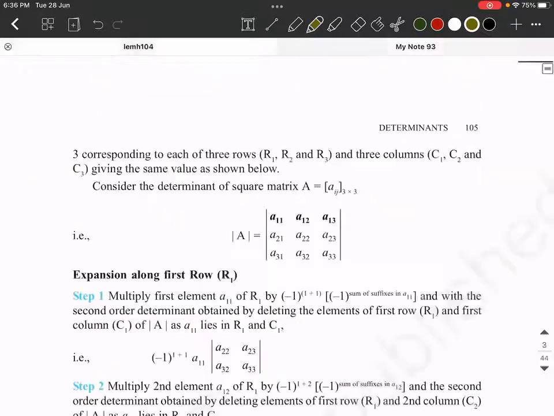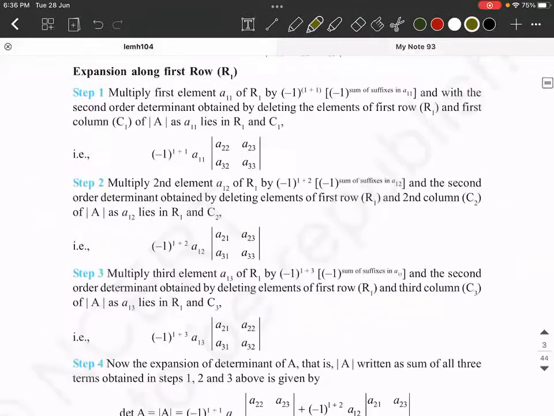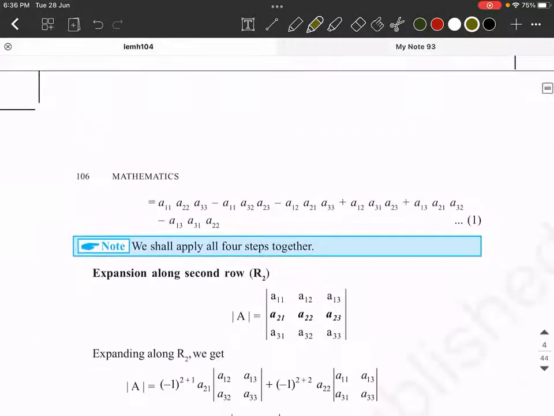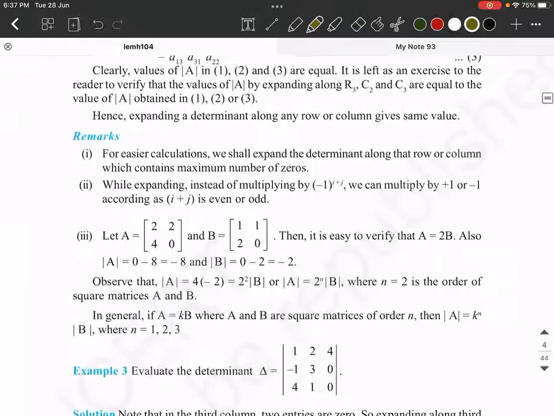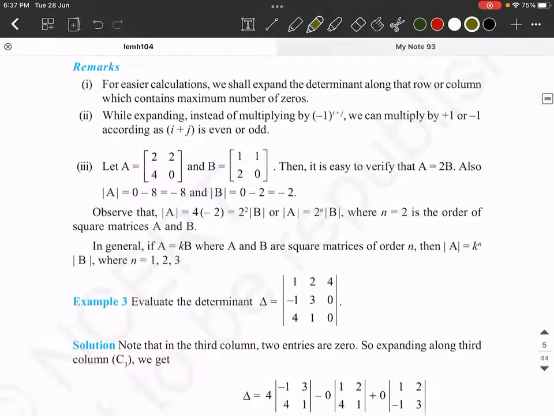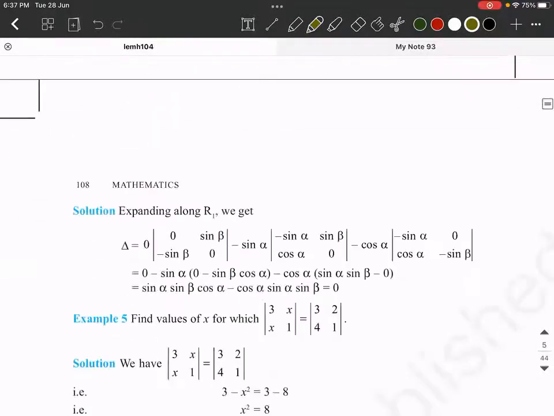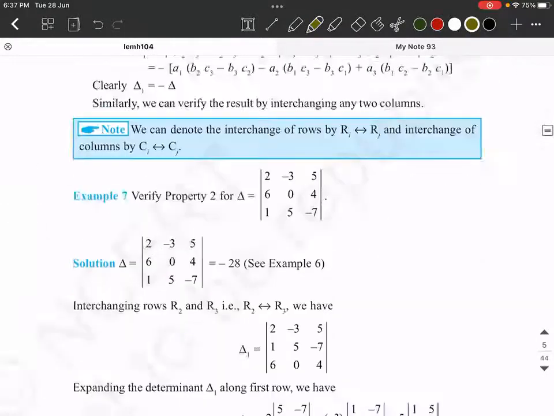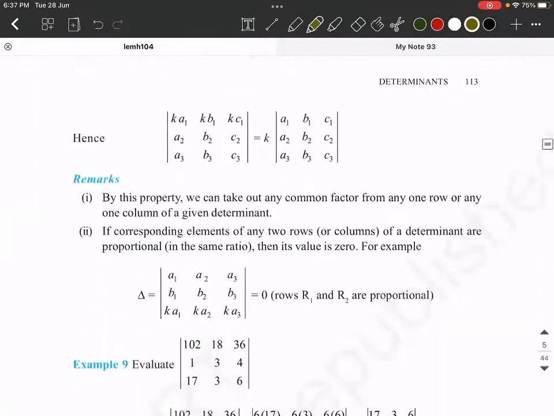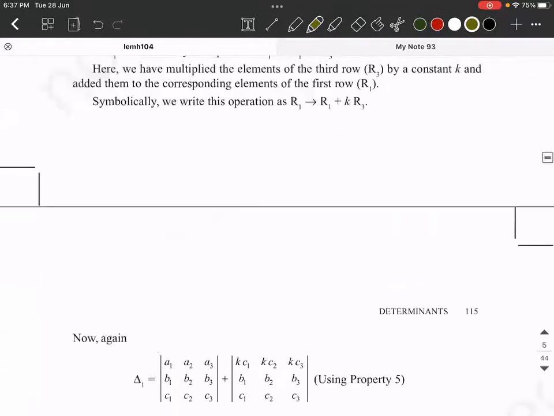Right. Now, shall we move on to the next? I told you that they can be expanded along any row or any column, right? That I'll come to slowly. Before that, I want to explain. So properties of determinants is not there. Okay.